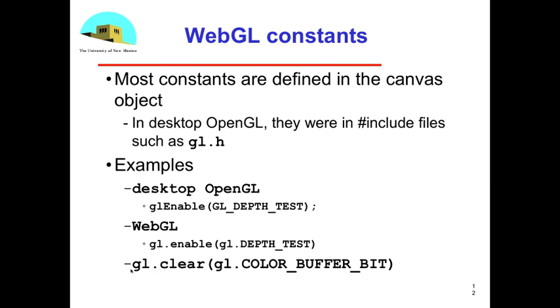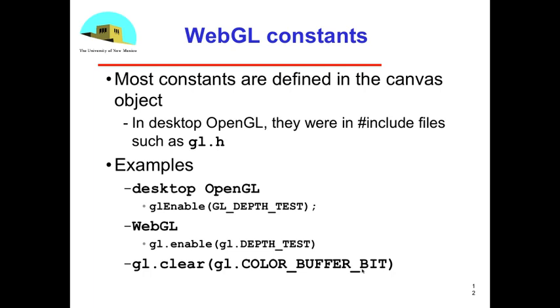So the GL context, the function name is clear, and the parameter we want to send is the string gl.colorBufferBit, that says clear all the colors in the frame buffer. We'll also want to clear other things later, in particular the depth buffer when we're doing hidden surface removal.